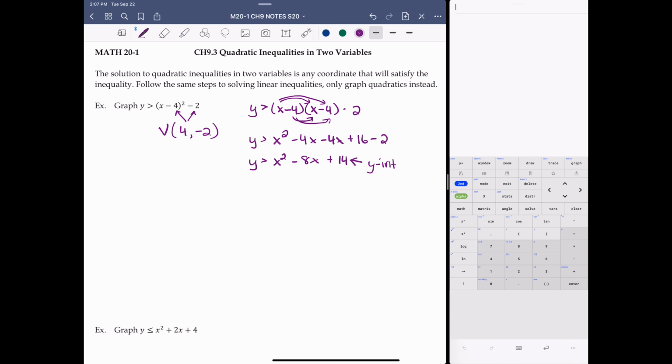Now that we have the vertex and the y-intercept, we can sketch a quick graph of our quadratic. Let's say here is 4 and 2, 4, 6, 8, 10, 12, 14, and 2, 4, so 4 and negative 2, and then 2, 4, 6, 8, 10, 12, 14 is there.